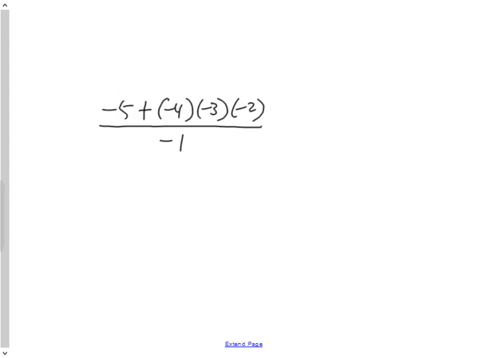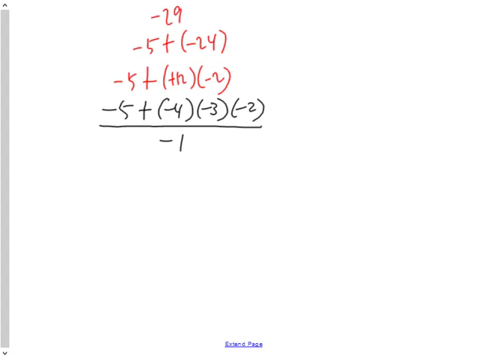In the next question, this is an integer question. It says -5 plus -4 times -3 times -2, all of that divided by -1. So I'm going to work backwards. So -4 times -3 is positive 12, times -2 is -24. And -24 and -5 makes -29.